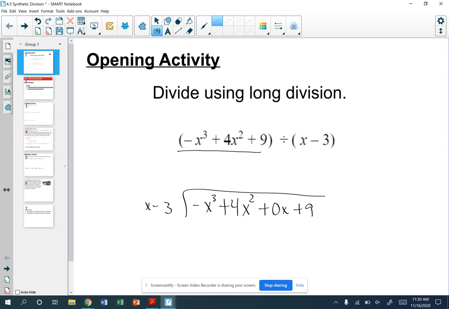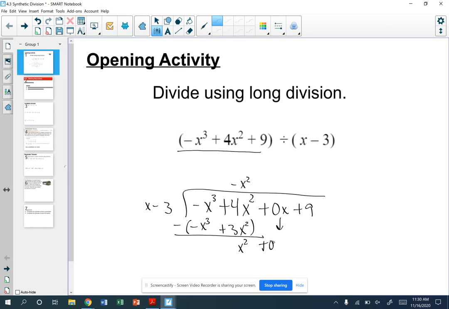So what do we multiply x by to get negative x cubed? Well, we know it's x squared, right? X squared times x gives us x cubed, and we need it negative, so it's going to be a negative. We get negative x cubed. And then negative x squared times negative 3 gives us positive 3x squared. We subtract that. This is 0, and we have 4x squared minus 3x squared gives us x squared.